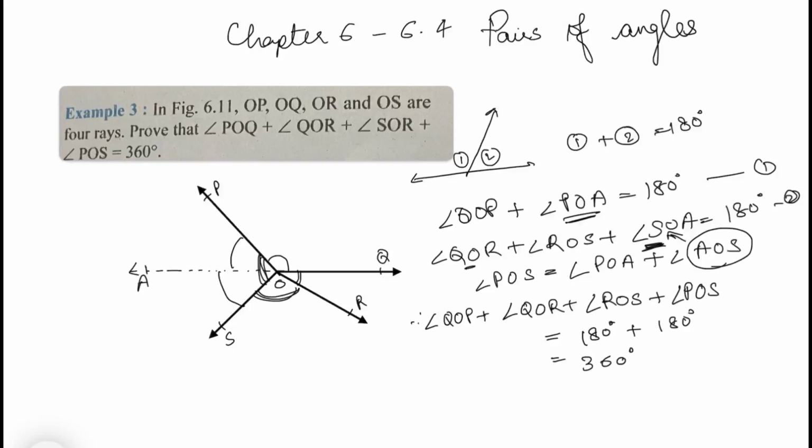So it's a matter of creating a situation in the given statement that allows us to use the axiom of linear pair of angles. And then we write the two equations based on the axiom and we solve for those two angles such that the angles POA and AOS are replaced by the larger angle. Okay, so this is how we solve example 3.